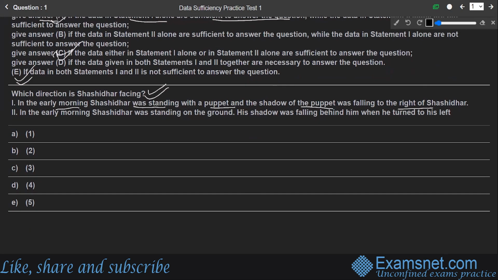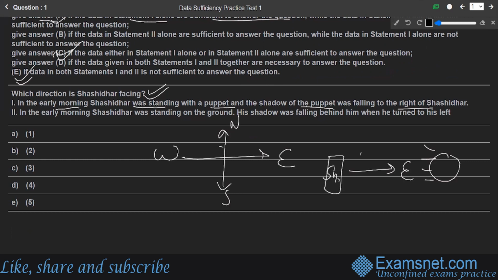So let us understand that he's saying it is early morning. So what happens in early morning? There are obviously 4 directions: north, south, east, and west. So we have to see those directions first. This is where east lies, this is where west lies, north and south. These are the 4 directions. Now if it is early morning, obviously the sun will be in the east, and the shadow of any object will fall on the west side. The sun will lie on the east side and the shadow will obviously lie on the opposite side, that is west.